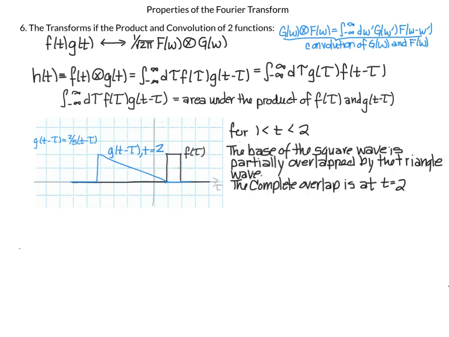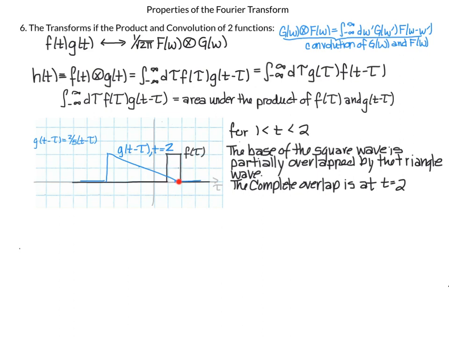Now you can see as I move g of t, where t goes from 1 to 2, there starts to be some areas where now f of t is greater than 0 and g of t is greater than 0. We're going to focus now on this interval, t from 1 to 2, where the base of the square wave is partially overlapped by the triangle wave, where the complete overlap is at t equals 2. That's right over here. But remember, if we're between 1 and 2, there are times, oops, can't get this to move, where the whole base is not eclipsed.